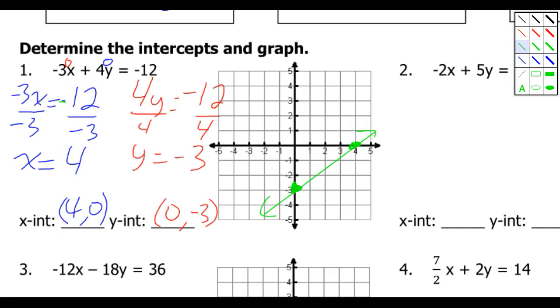My points should be perfect. My graph maybe doesn't always have to be exactly perfect, but I want to make sure I have arrows in there. I notice some of you leaving those off. You need to put those on there. It is not a line segment, it is a line. It keeps going in both directions. It's really important to me.